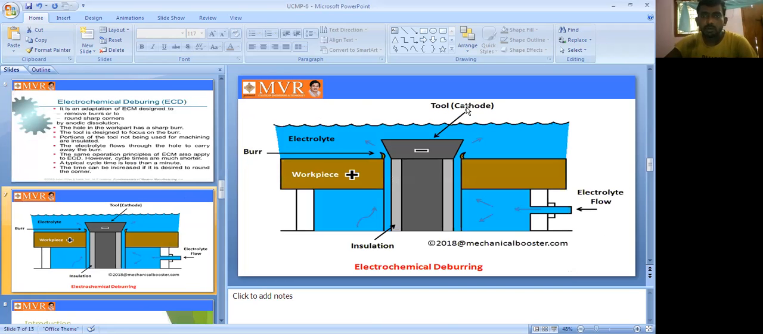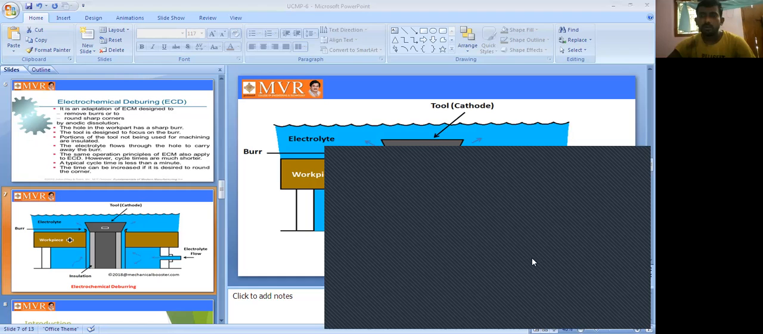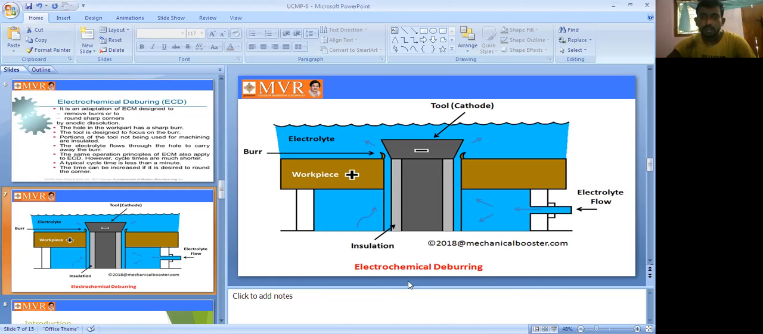See here another block diagram of ECD, a detailed diagram. The workpiece is the major element here, and this is the burr. This is the tool. The tool acts as the cathode and the workpiece acts as the anode. The electrolytic flow goes between the workpiece and the tool, all around, so the electrolyte fluid will be flowing here. This is electrolytic deburring.